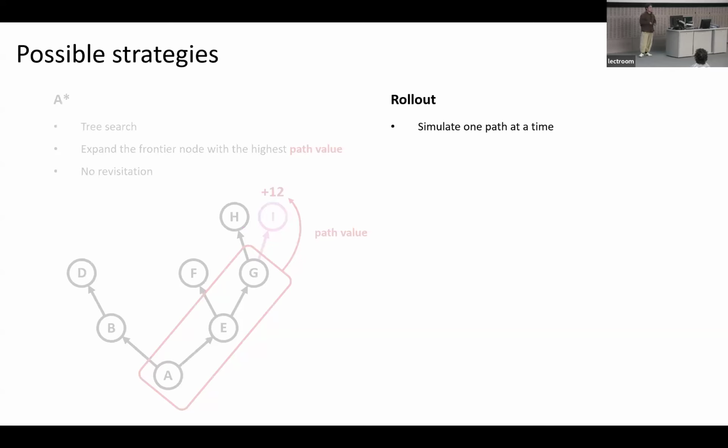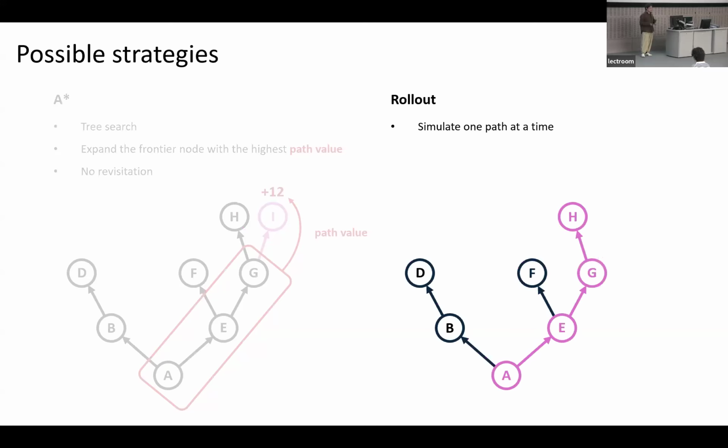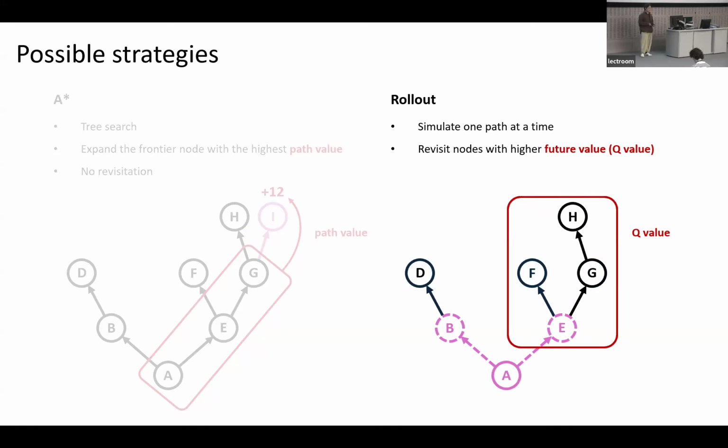Okay, and the other strategy we consider is rollout. Rollout is a search algorithm based on forward simulation, and it is the basis of Monte Carlo tree search. It simply simulates one path at a time, starting from the root. In many versions, rollouts also tend to revisit nodes with a higher future value, or Q value, which is the cumulative future reward expected from a node.